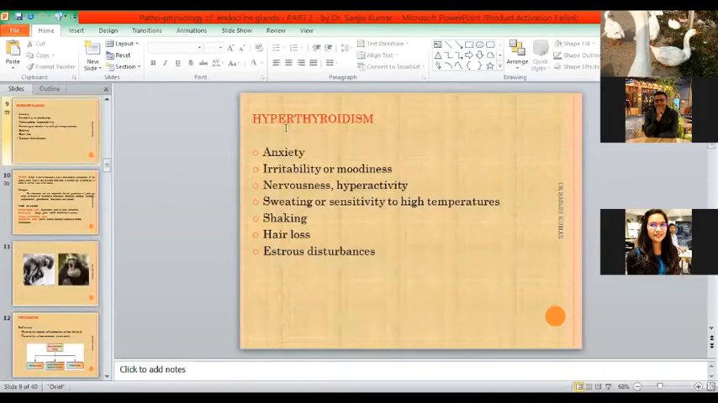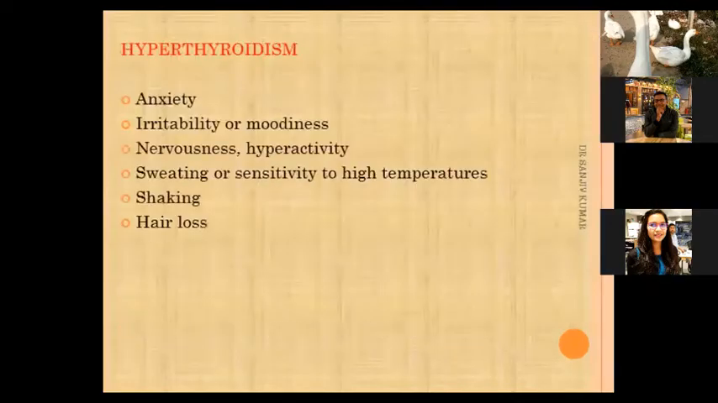In case of hyperthyroidism, there is no specific technical term, but it causes anxiety, irritability, nervous hyperactivity, sweating, shaking of limbs, loss of hair, and disturbances in the reproductive cycle. So these are some changes due to hypersecretion of thyroid. So we have seen it.